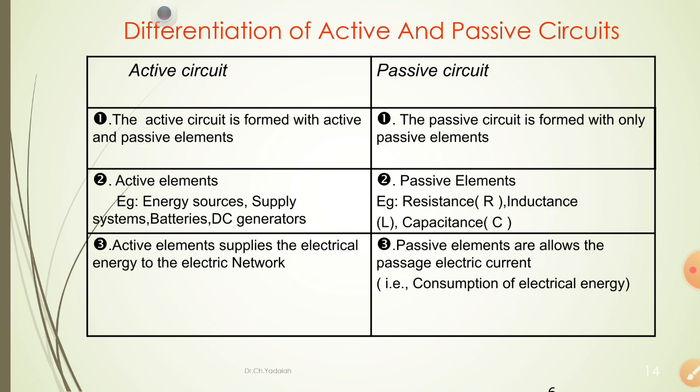It will give the output supply to the networks. The passive elements allow the passing of electric current. They always consume whatever energy is given by the active elements. These are the three comparisons between the active circuit and the passive circuit. I think you have some idea.